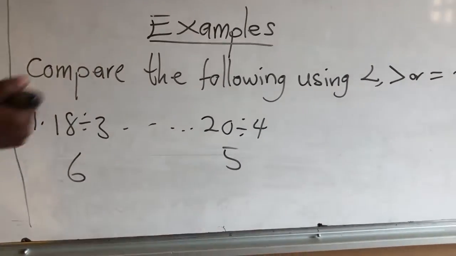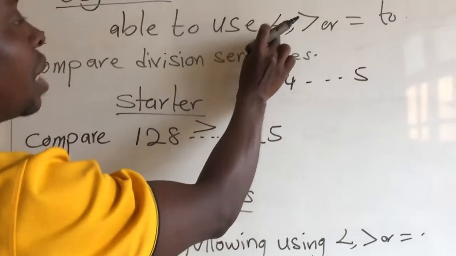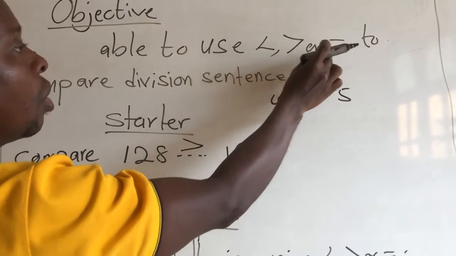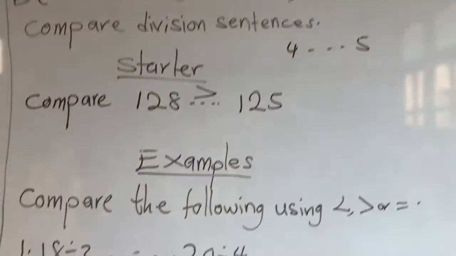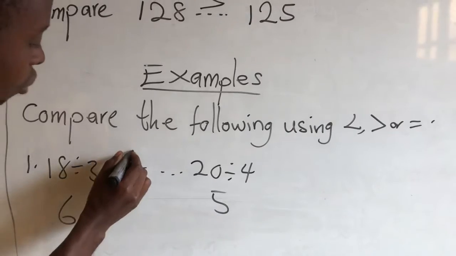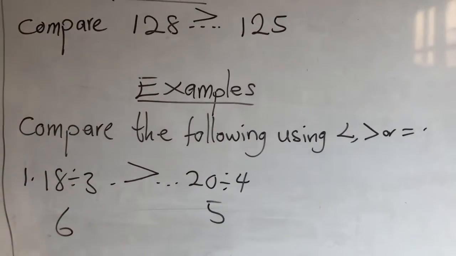So what do we use? We use greater. Are we using less than? No. Greater than or equal to? Then we use greater than. So 6 is greater than what? 5. So we put greater than over there. Good.